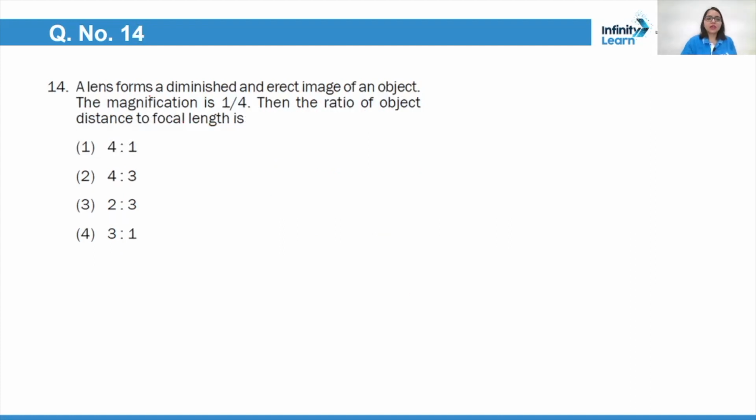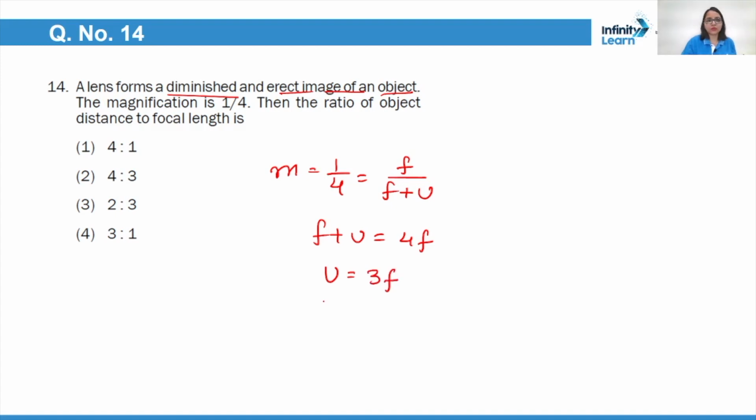Question number 14. A lens forms a diminished and erect image of an object. The magnification is 1 by 4 and the ratio of the object distance to focal distance is. So it is f upon f plus u, and f plus u is equal to 4f over here. Right, so u will be 3f. So u upon f will be 3 upon 1, which is option 4.